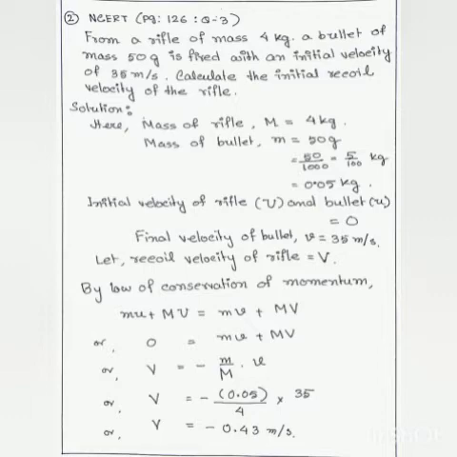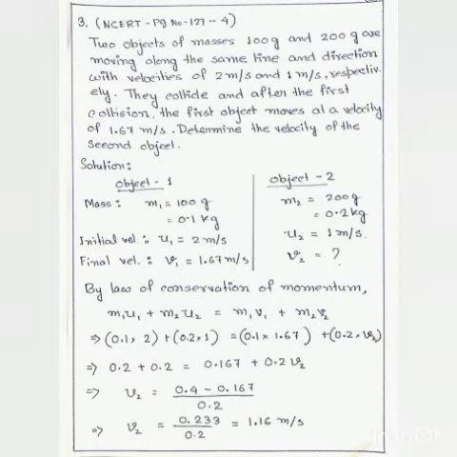So always recoil velocity is opposite to the direction of the bullet. Therefore if we consider the direction of motion of the bullet as positive, along the positive direction, then opposite to that direction means the gun or rifle will move with negative velocity.